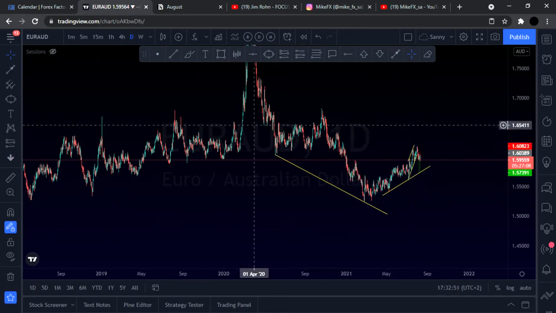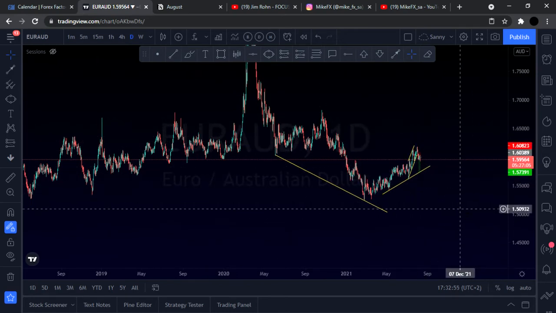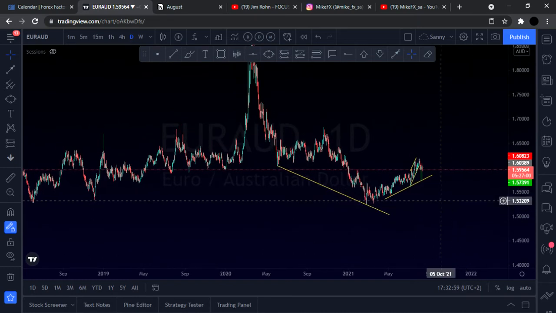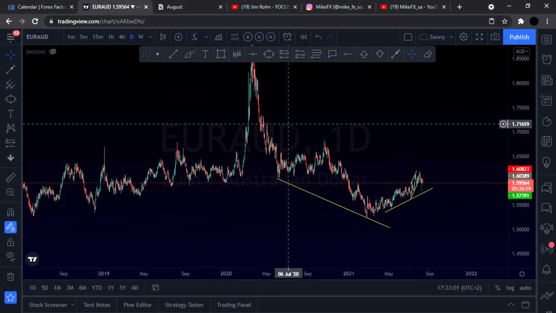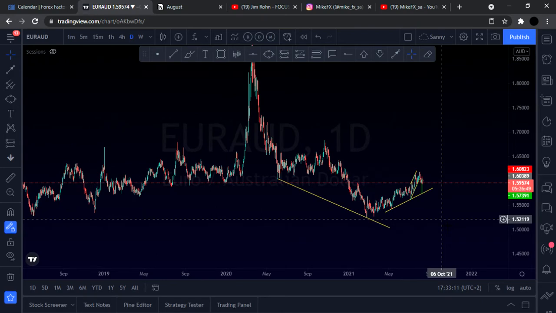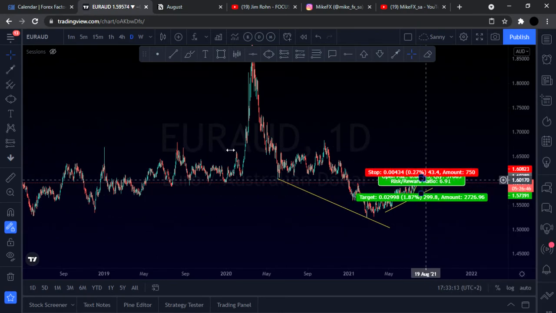So let's just look at a couple of pairs that I'm looking at, and let's get straight into it. I don't want to waste any more time. The first trade is the Euro AUD. Some of you guys know, if you've not watched some of our previous weeks' videos, make sure you check them out. We talk about how we executed on this pair, Euro AUD.